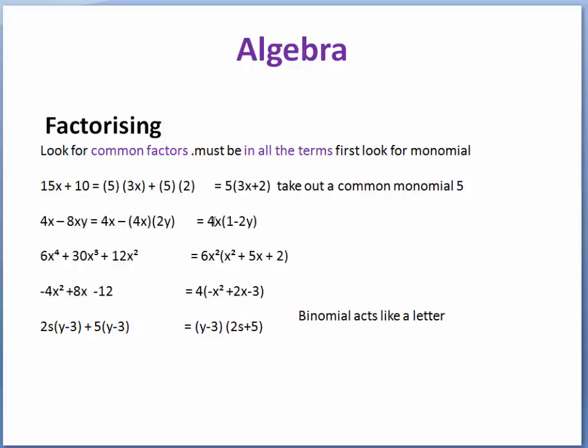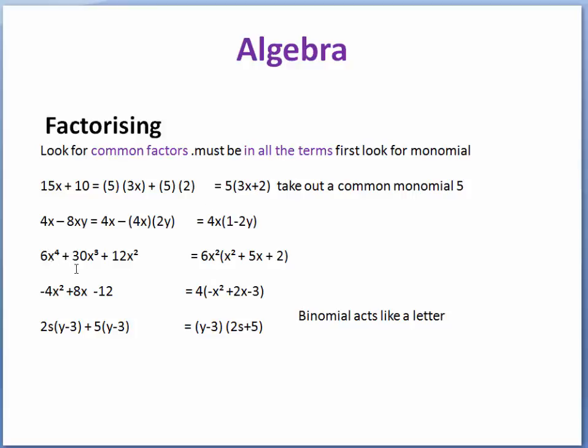Here we are. So we've written that there. And then what do we multiply by the 4x to give us 4x? Well, that's 1. What do we multiply by the 4x to give us 8xy? That's minus 2y. Put that in brackets.